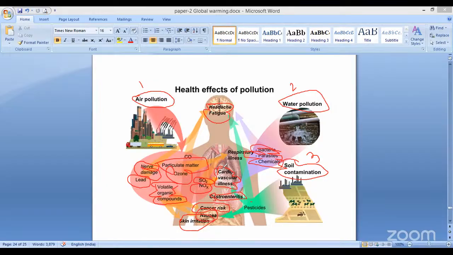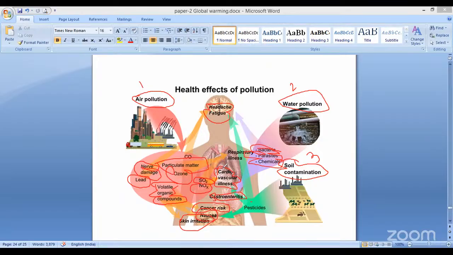cardiovascular illness. Nowadays, cardiovascular illness is a very common thing for human beings, from a 10 year old kid to a 65 year old man. Cardiac issues are very common due to heavily polluted air, water and soil. What we take in daily can affect our cardiovascular health.